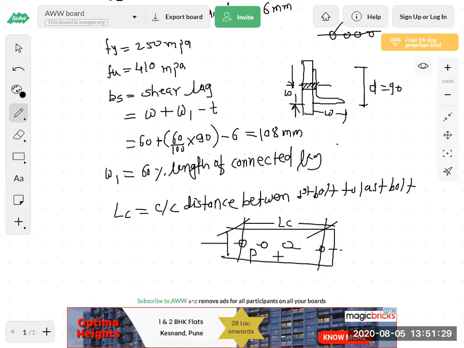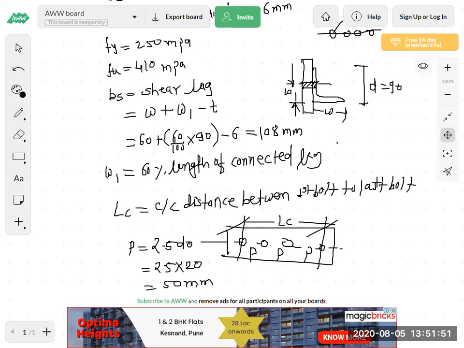This distance is in terms of the pitch. So now we have to calculate the pitch distance. How do we calculate the pitch distance? Pitch is equal to 2.5 d naught. So 2.5 into d naught, which is 20, gives 50 mm as the pitch distance. Are you getting, everyone?